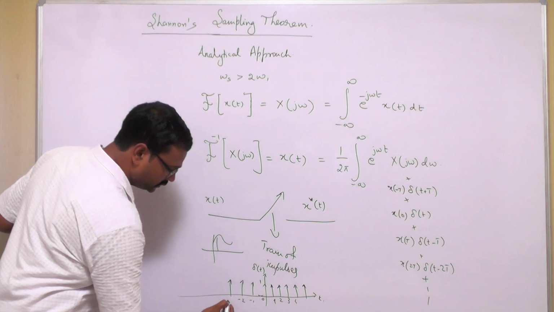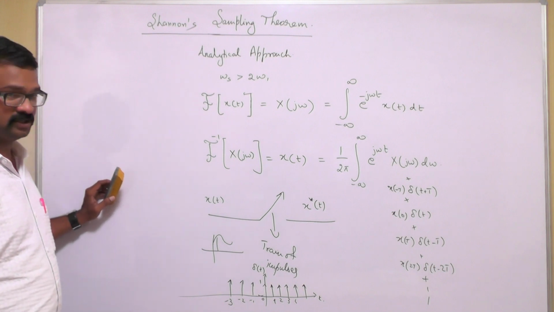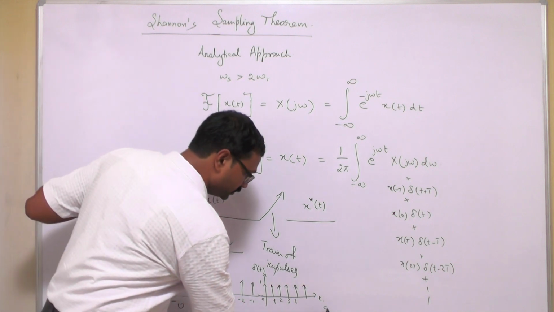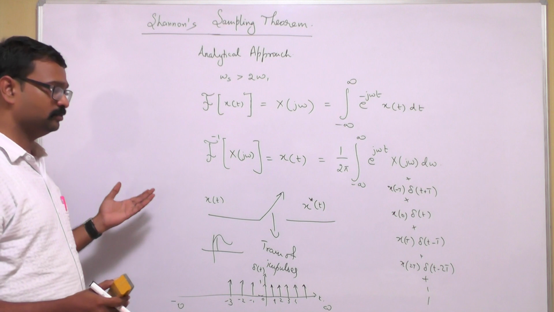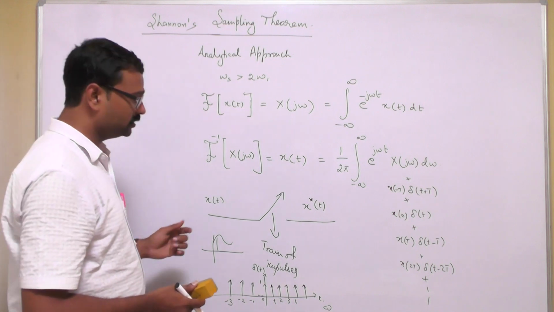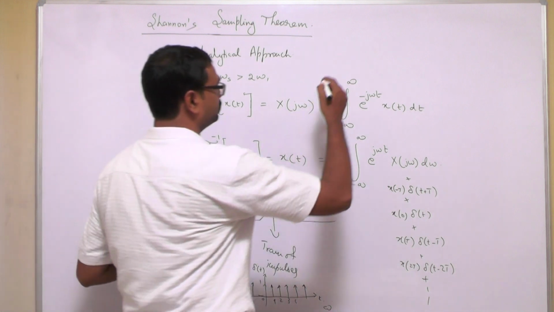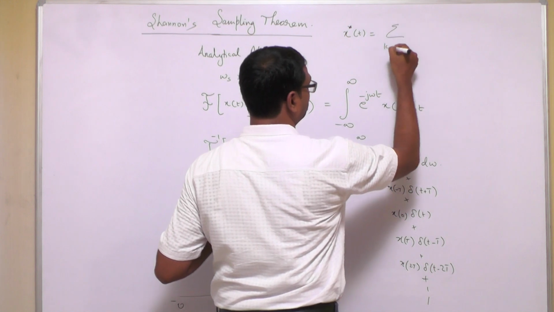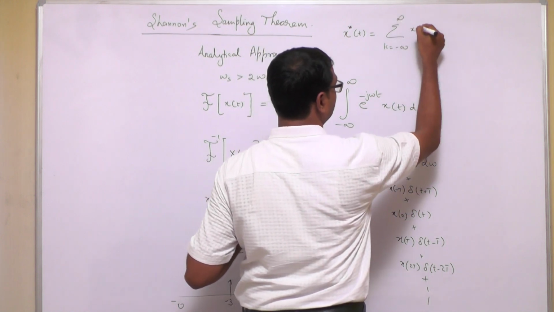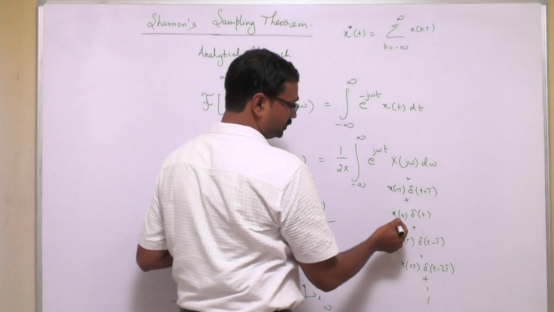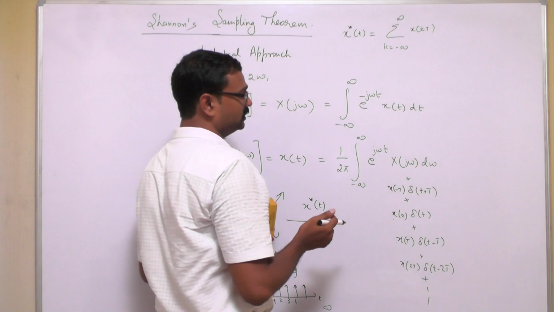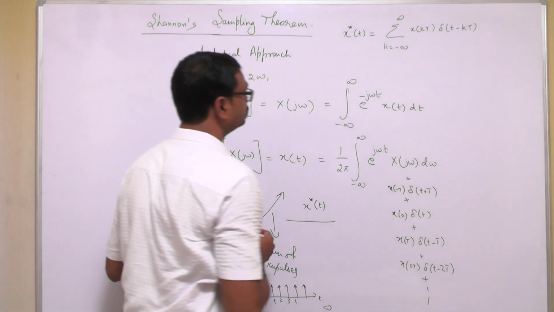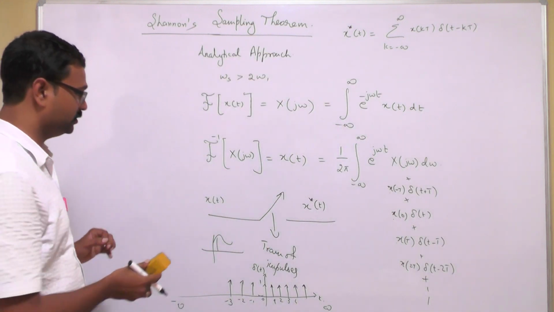When you are treating x of t as a signal which is existing from minus infinity to infinity, then you can say that it has values on both sides of 0. Therefore, how can we represent x star of t? X star of t can be represented as sigma k from minus infinity to infinity of x of kt. You can add x of minus t, x of 0, x of t. Generalizing these things, you can say del of t minus kt. Therefore, x star of t is the sum of x of kt del of t minus kt.